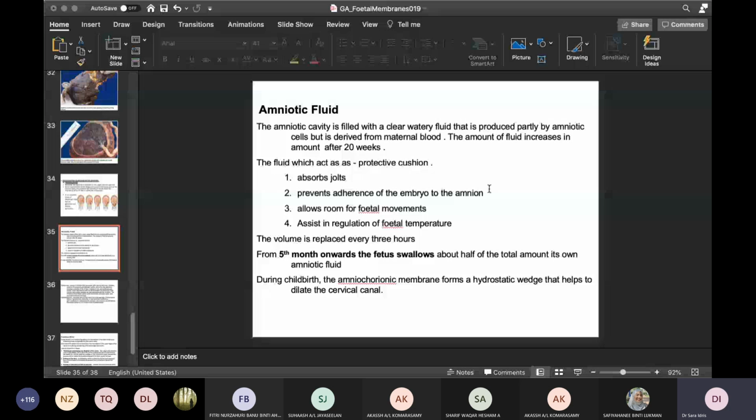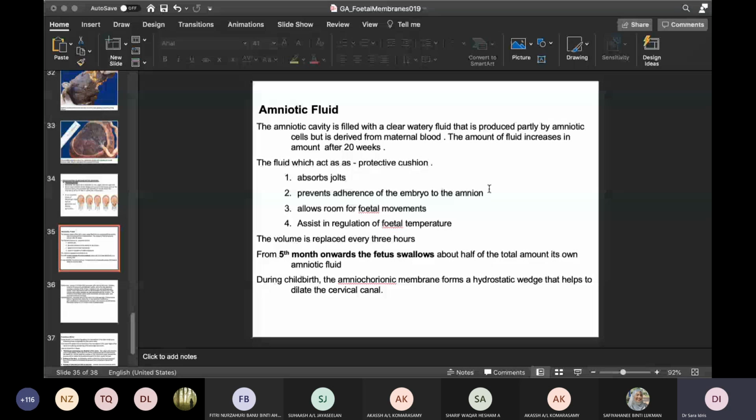So amniotic fluid is the clear watery fluid that is being produced by the amniotic cells. Okay, it's produced partly by amniotic cells, but it's derived from maternal blood. It's obviously going to be the filtered version of it. You're not going to find any blood cells in there. It's just the fluid that's filtered that is going to produce the amniotic fluid. So the amniotic cavity will be full of this amniotic fluid.